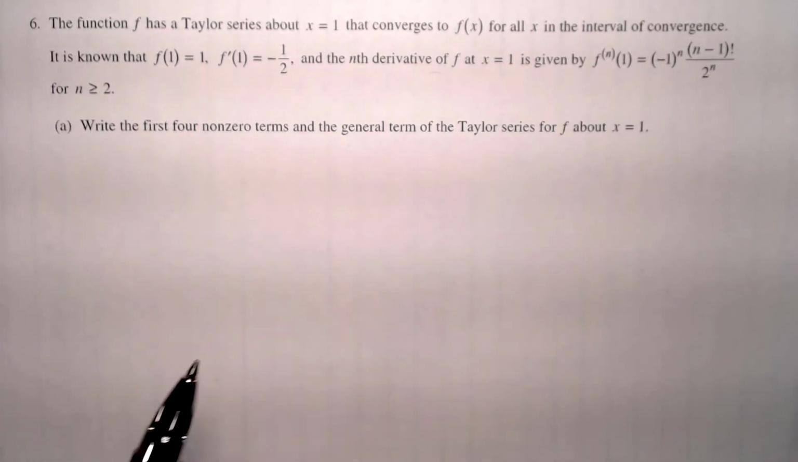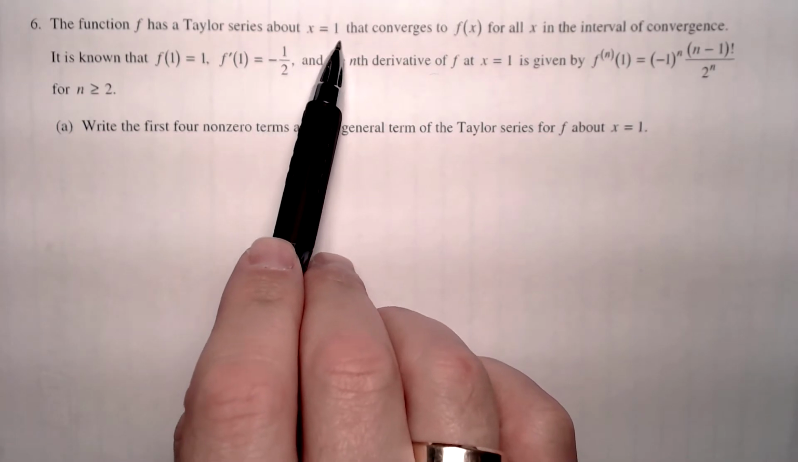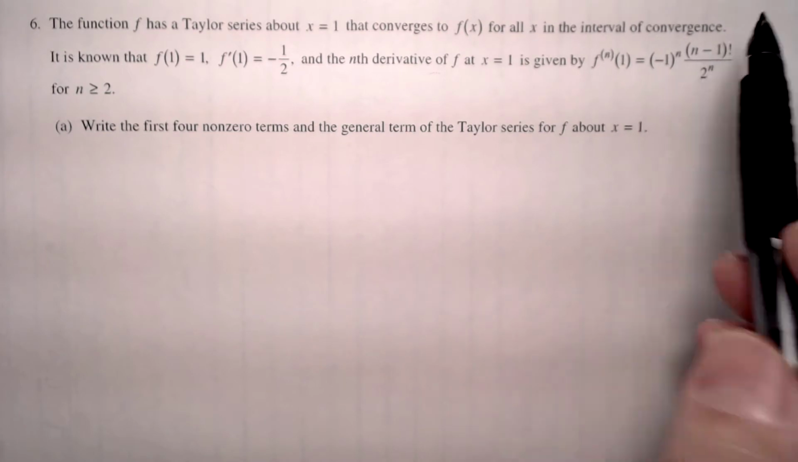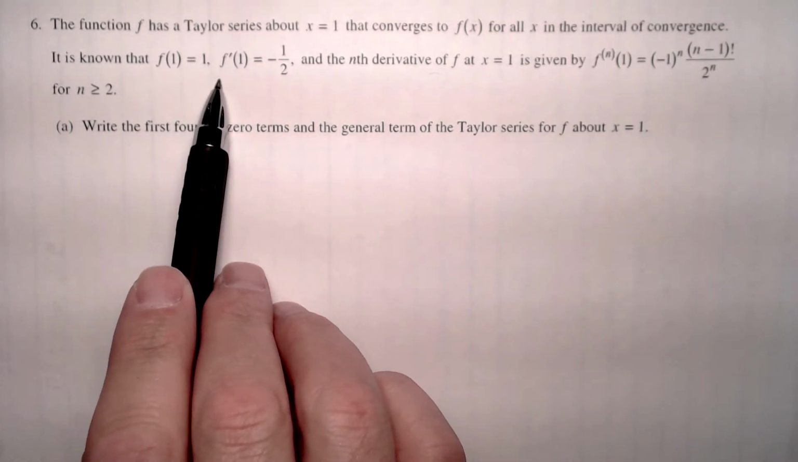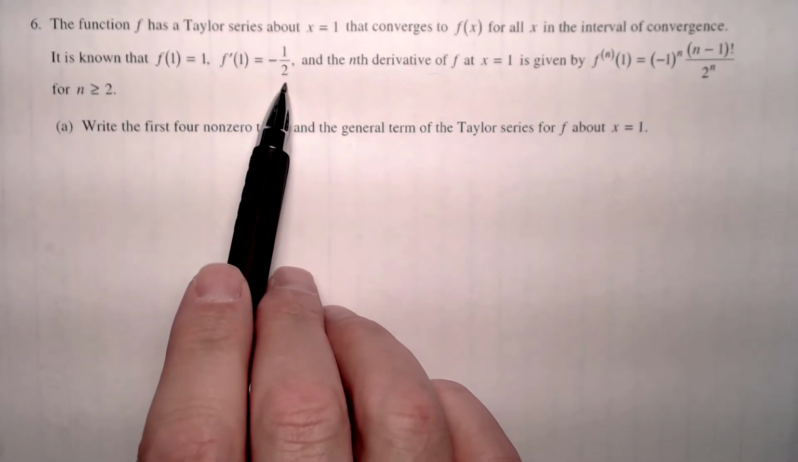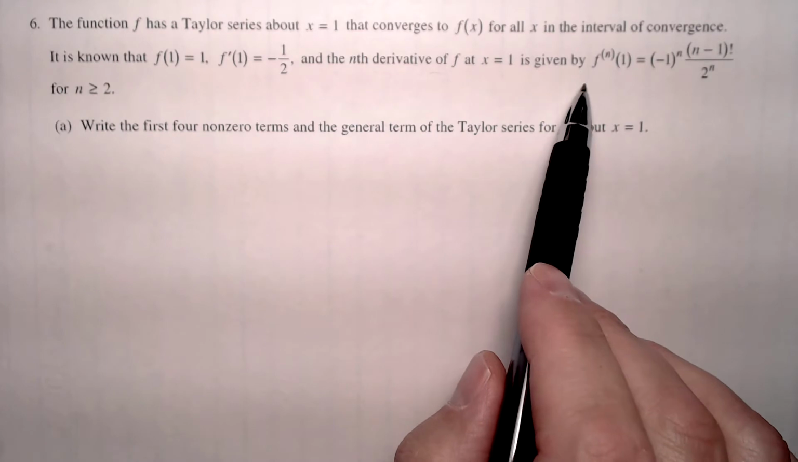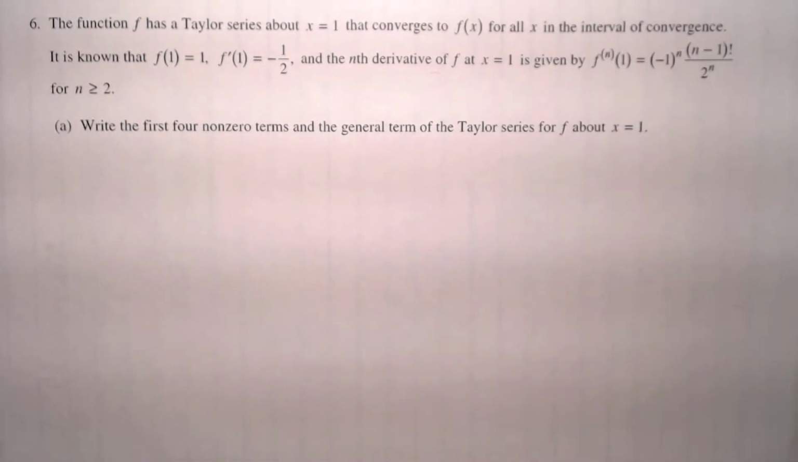In this question, we are given that the function f has a Taylor series about x equal 1, and it converges to f of x for all x in the interval of convergence. And we are given that f of 1 is equal to 1, f prime of 1 is equal to negative 1/2, and then the derivative starting from n equal 2 is given by this functional form. And we need to find the first 4 non-zero terms and the general term of the Taylor series.